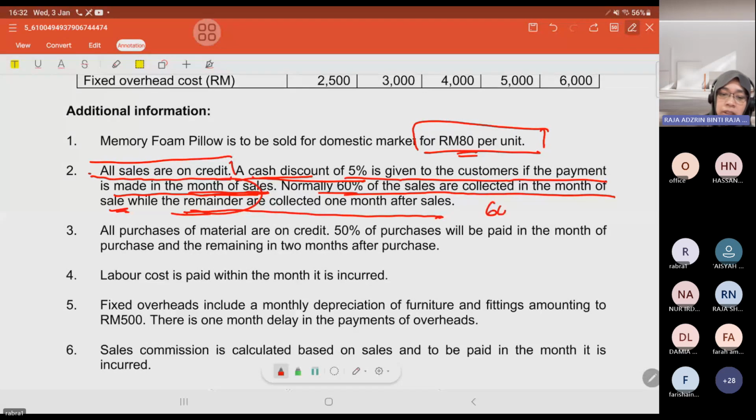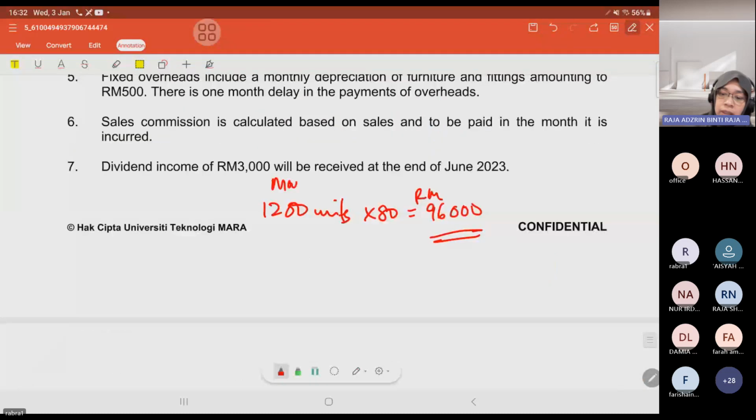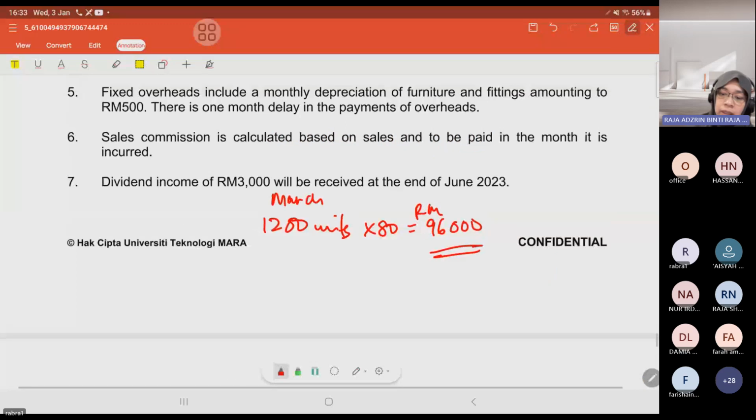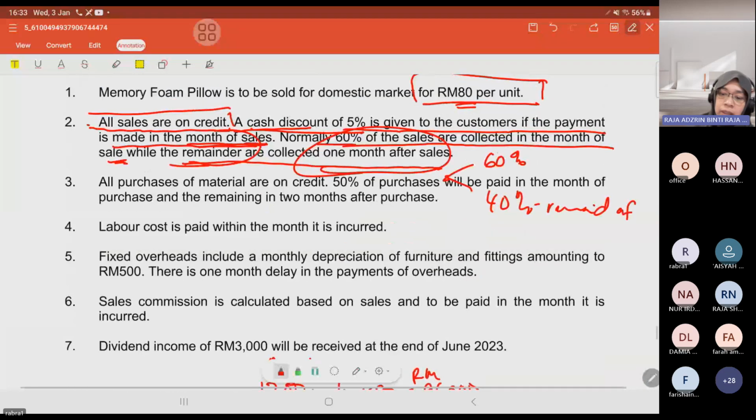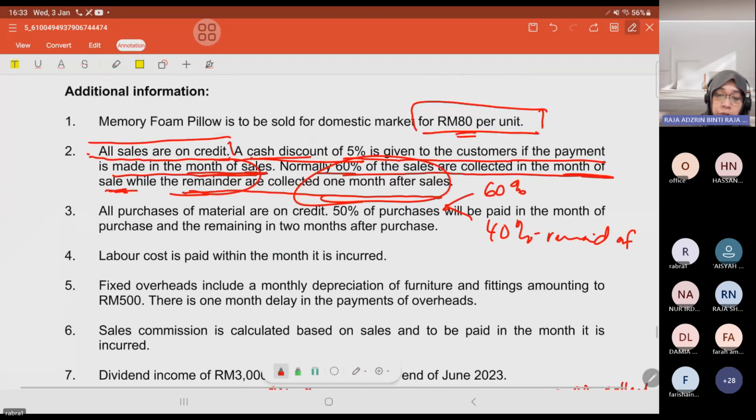Maksudnya, the remainder berapa? Kalau you punya sales 60% dengan 40% lah. 40% will be the remainder yang you akan collect 1 month after. So, kalau dia adalah March punya sales, so let's say if you are doing untuk March, so 1 month after will be you akan collect in April. 60% will be collected in the month of sales. So that means kalau dia adalah March sales, of which 60% you akan collect masa March, collect in March. And then 40% you akan collect in April. Macam tu. Just follow the question.